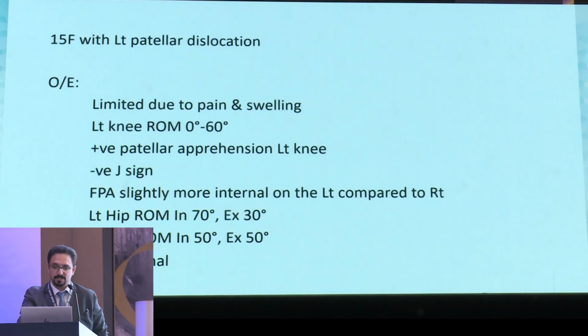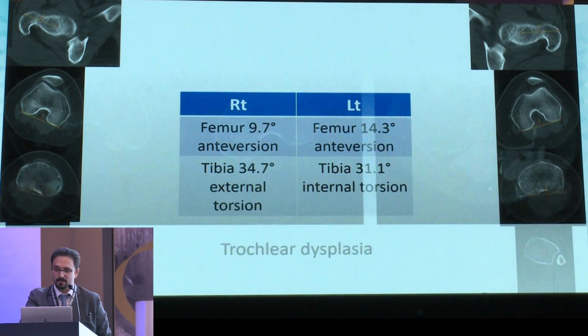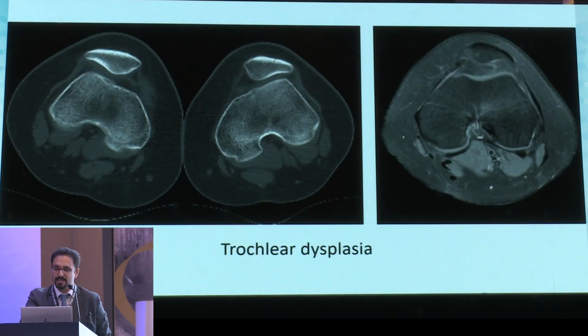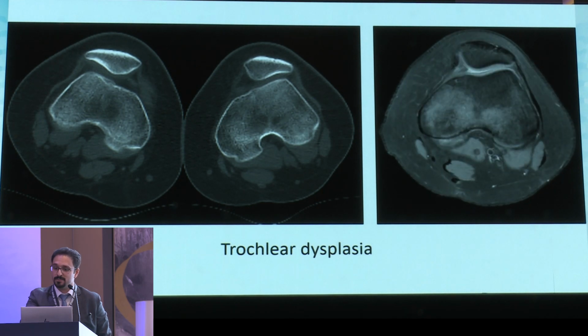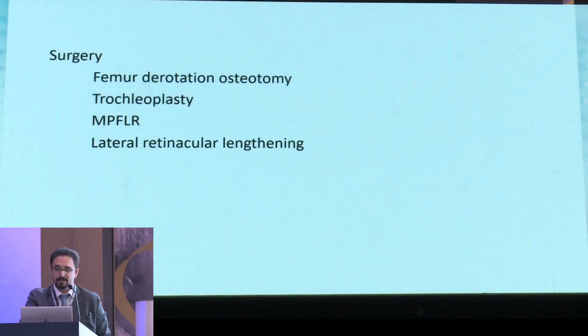Now, this patient is a 15-year-old female with patellar dislocation as well, patellar instability. She has femur rotation on physical examination, but the tibia is normal. Also, CT rotation profile is not very suggestive, but we don't care. She has trochlear dysplasia. The trochlea, the groove is not really a groove, it's actually flat. There are different types, we're not going to talk about them here. So in this patient, we did a femur derotation osteotomy, trochleoplasty, and MPFL reconstruction with lateral retinacular lengthening.